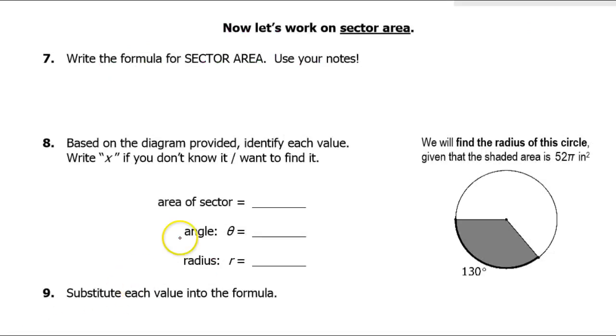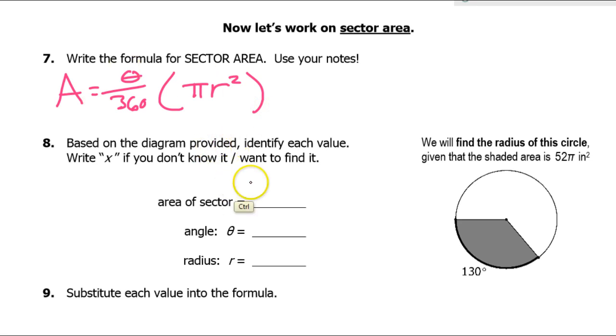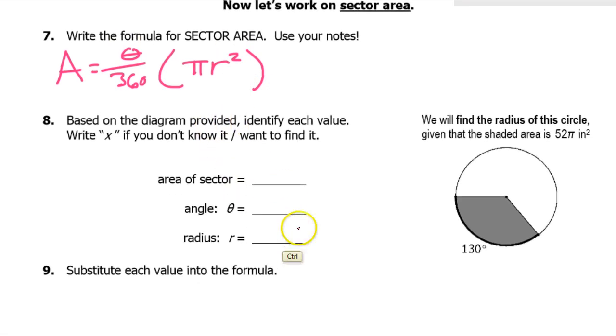Now let's do a sector area problem. So let's go ahead and write down the formula for sector area. So the area is going to be some fraction of the whole area of the circle. The area of the full circle is pi r squared. So that's the formula for sector area.